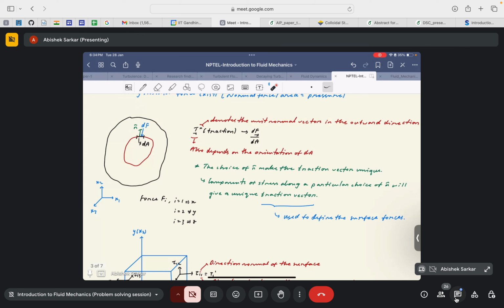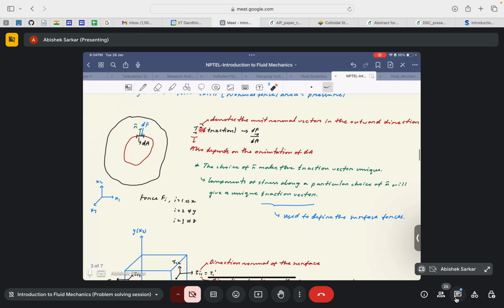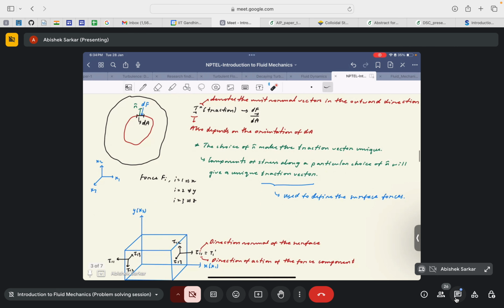So if we change the n, that is the normal vector related to your area dA, then the traction vector will also change. You will see how it happens. The components of stress along a particular choice of n will give a unique traction vector. So this term, you will eventually see what stress means, and you'll see how the choice of n will give a unique traction vector.